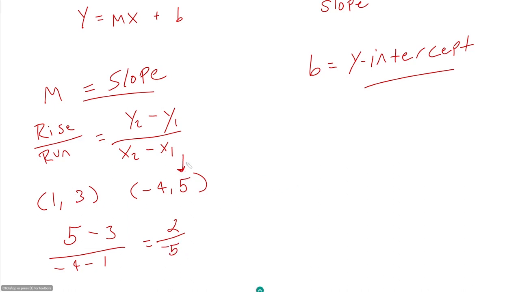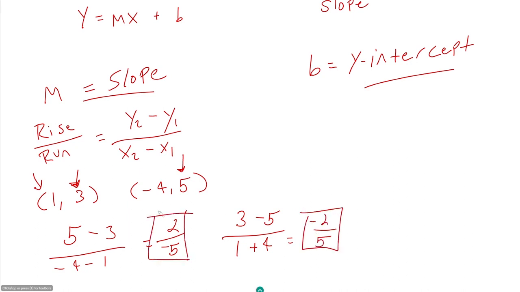You could have done the opposite. If you wanted to call the 3 your y2, there's no problem with that. Then we would have 3 minus 5 as the difference in our y values, and we can do that as long as we call this 1 our x2. So the difference in our x values would be 1 minus -4, which is the same as 1 plus 4. So here we get -2 over 5, but that is the same thing as 2 over -5.